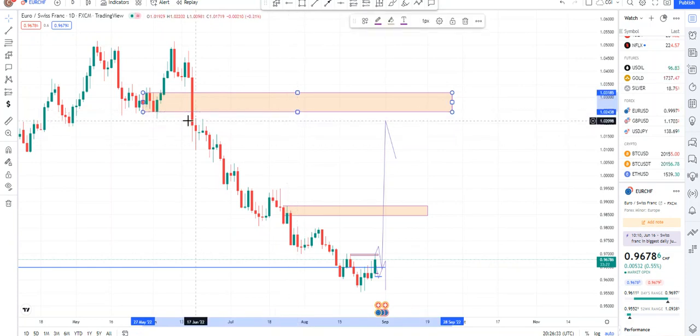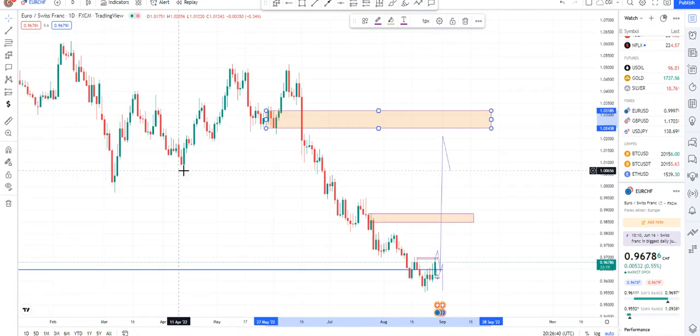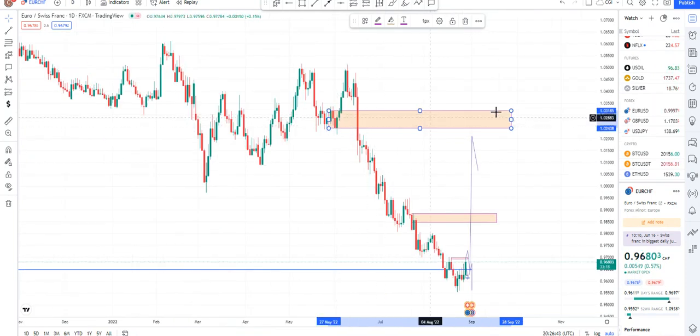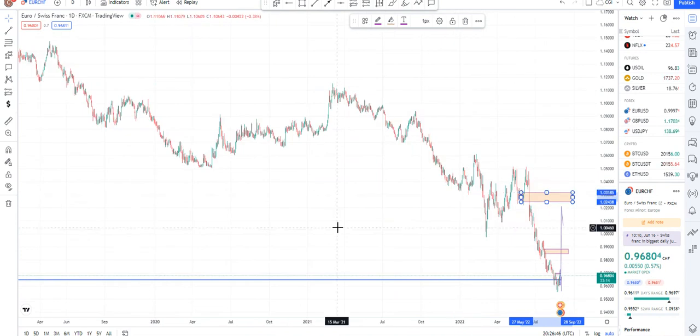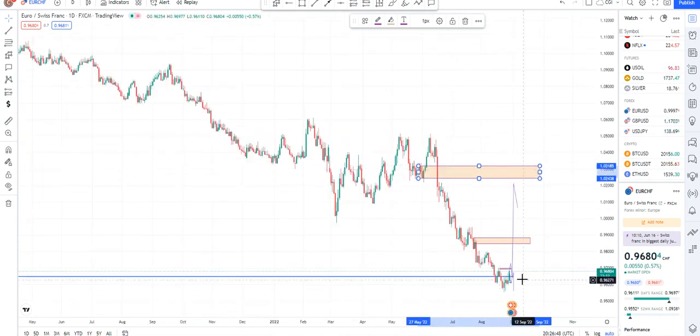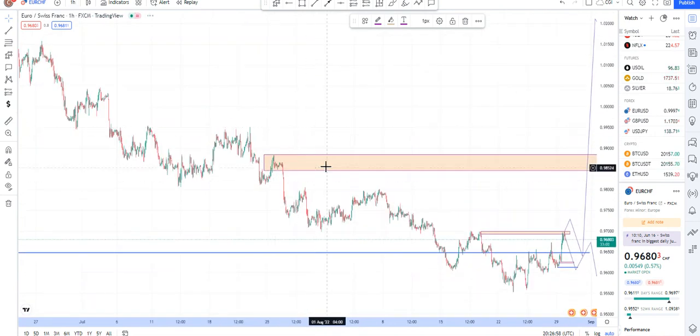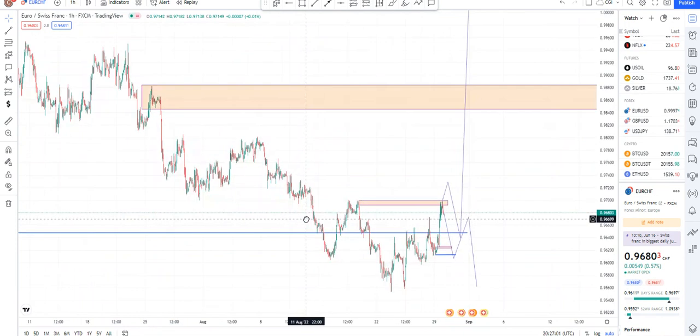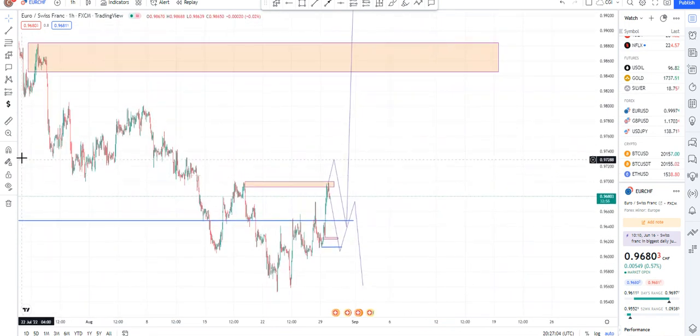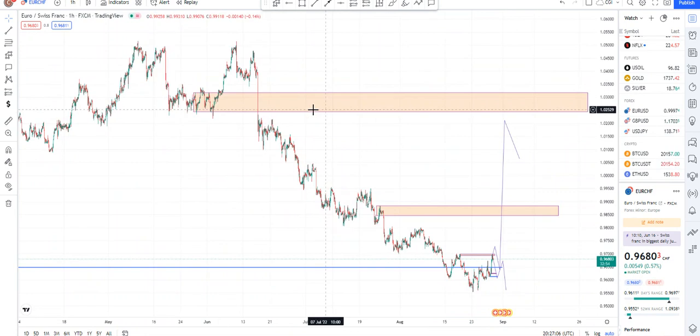This is just an imbalance with no touching, no mitigation. So I'm expecting that if we're retracing, we should at least retrace to that imbalance before continuing the downtrend. If we continue the downtrend from here, we would see this place down here as our external liquidity. So that's what the higher zone is: a mitigation block on daily charts.